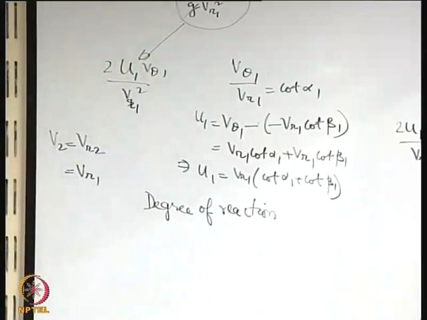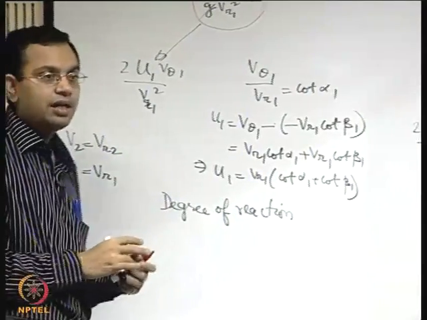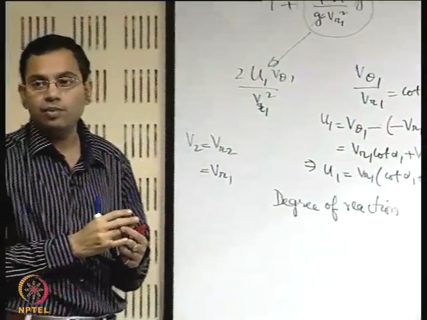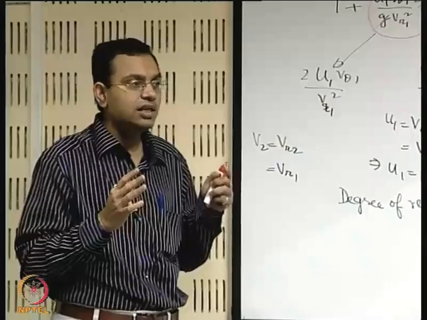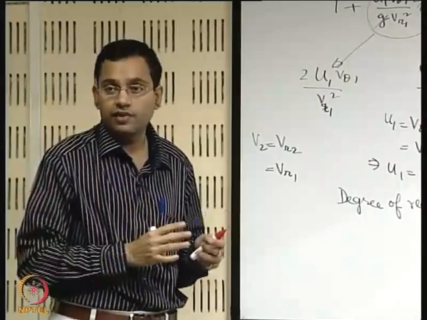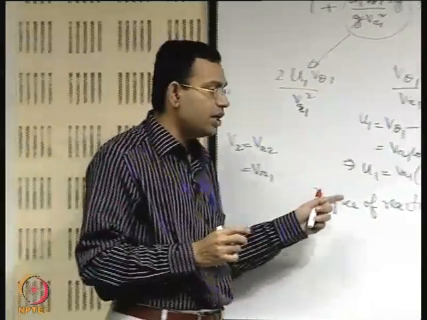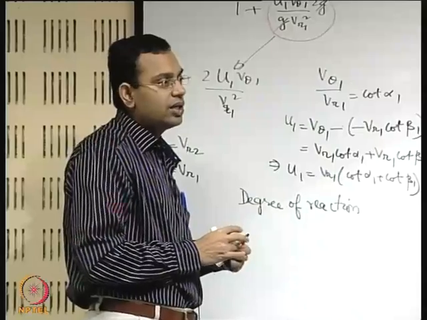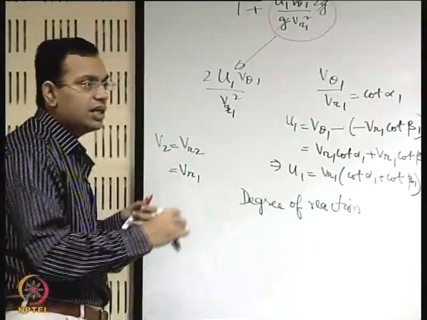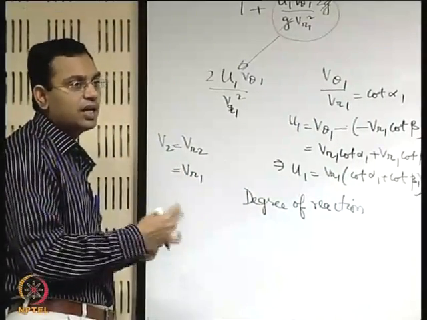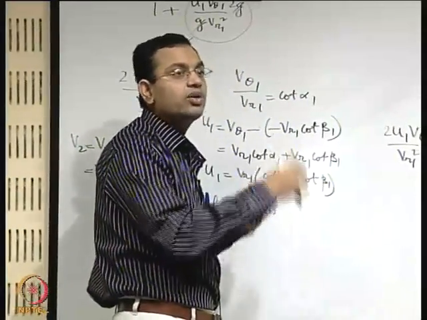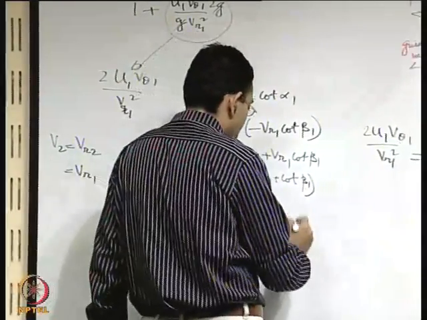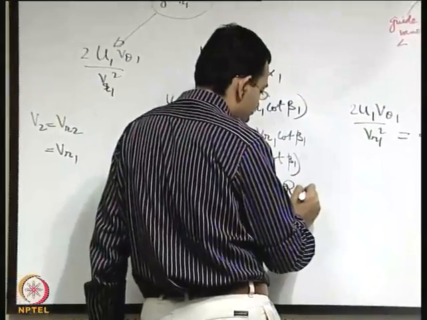We have already discussed that when you have a reaction turbine, it is not totally a reaction turbine, because a part of the energy transfer is by the impulsive effect. So, the degree of reaction concerns the fractional head because of the reaction divided by the total head. So, the reaction head by the total head.